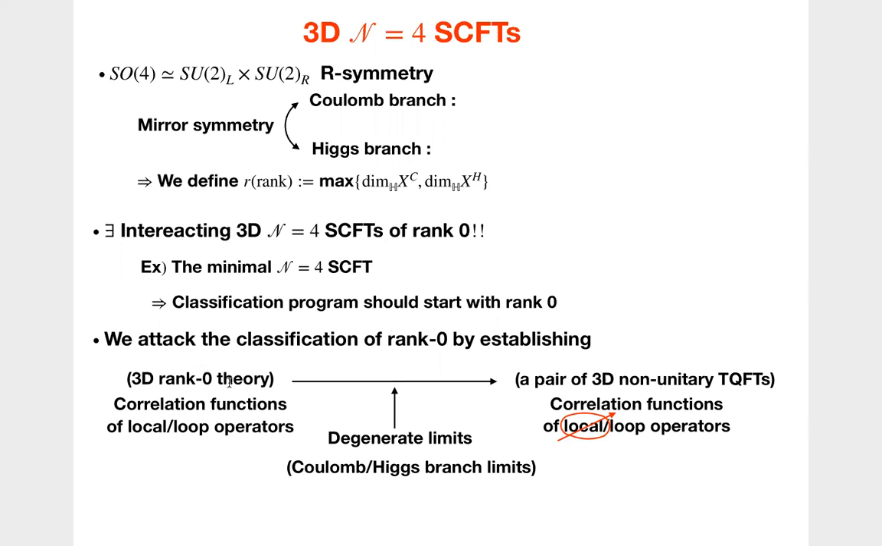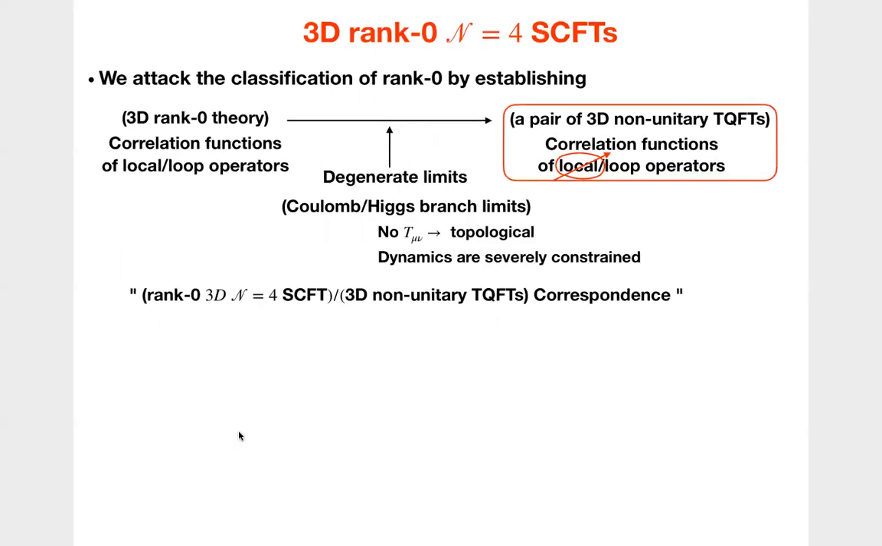Using this map, we reduce a very complicated field theory, which is very difficult to solve, to a very simple exactly solvable model. And then using exactly solvable subsectors, we are going to understand these theories. This is our basic strategy. In this degenerate limit, all the loop operators are suppressed, all the local operators are suppressed, and even the stress tensor becomes suppressed. I will explain this degenerate limit in more detail later. So this becomes a topological theory, whose dynamics are severely constrained and exactly solvable. We call this correspondence the rank 0 and 3D non-unitary TQFT correspondence.